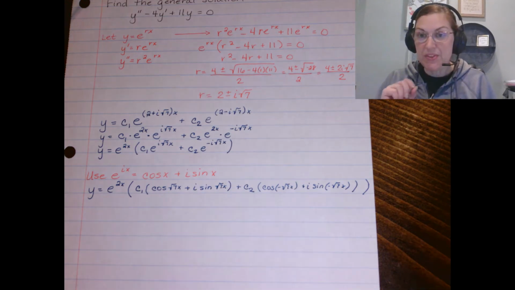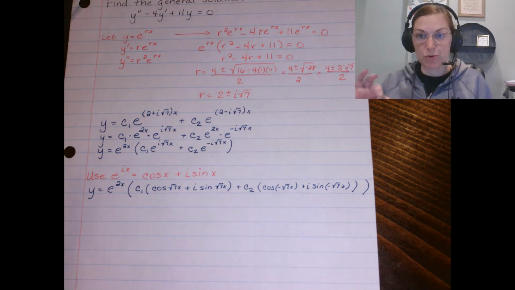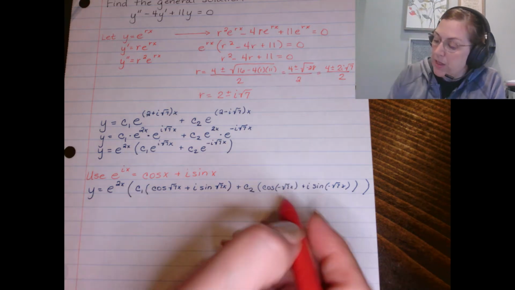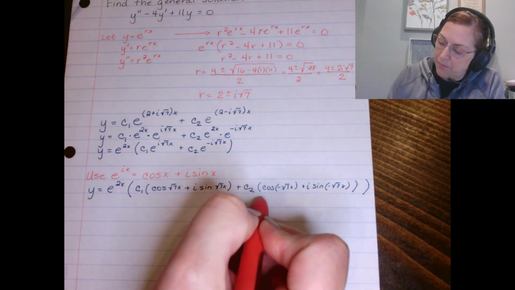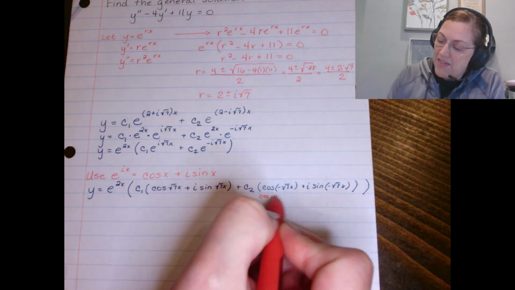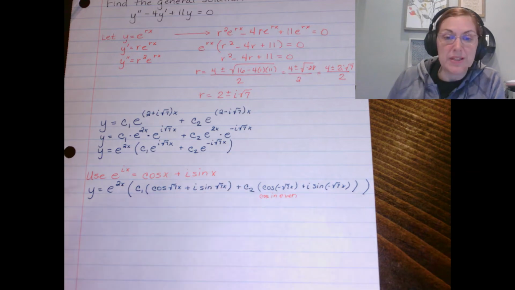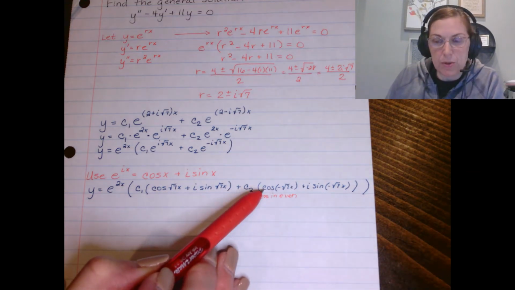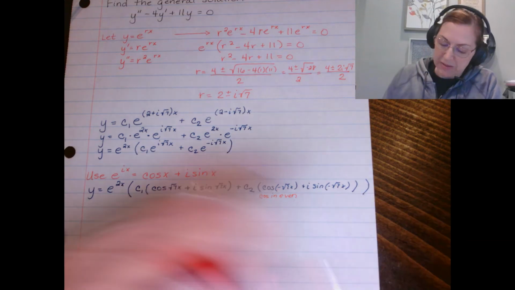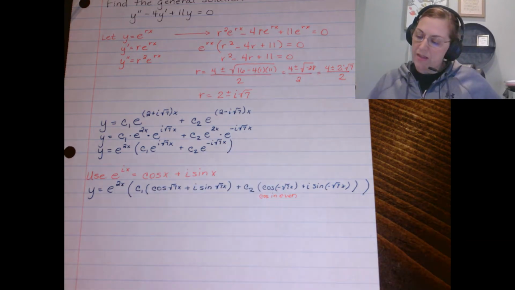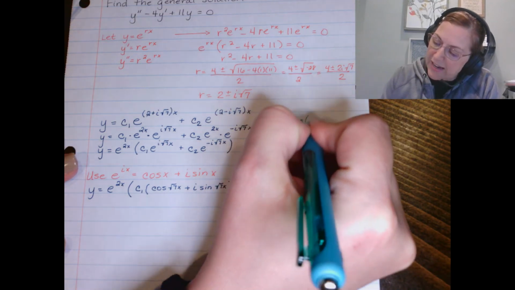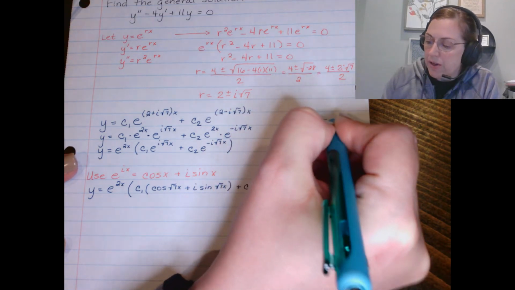Okay, now at this point, I need to use some other trig properties. One thing we know is that cosine is an even function, and that means that it absorbs any negatives. So that negative right there actually gets absorbed by the cosine. We know specifically, and let me write it over here, that cosine of negative theta would be equal to cosine of theta.